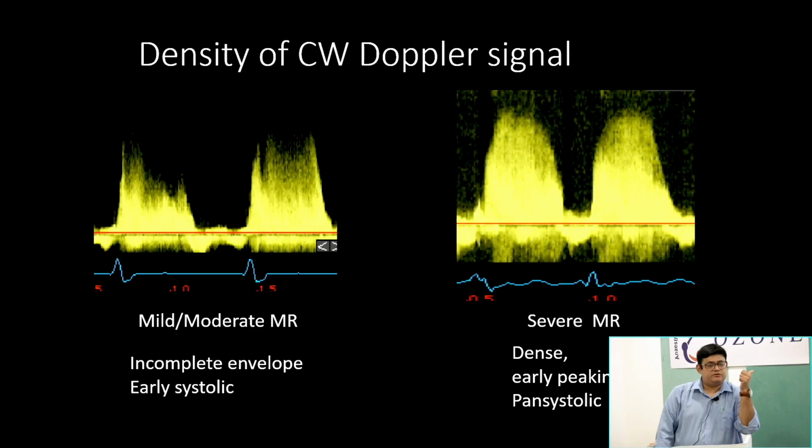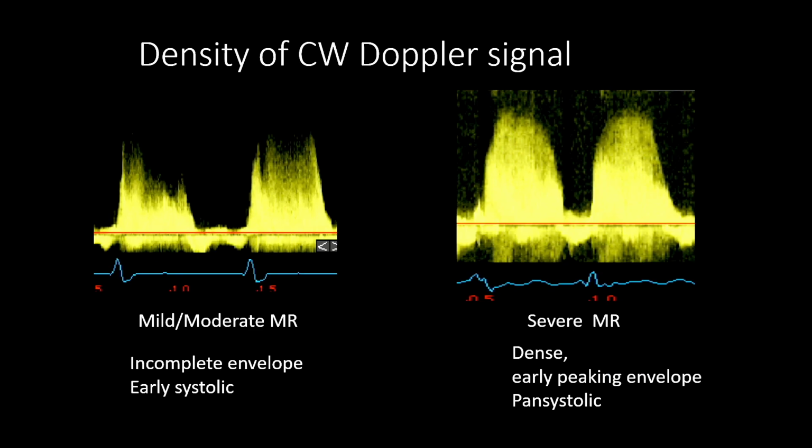The next thing you do is you put a continuous wave Doppler on the MR jet and you look at the density of the continuous wave Doppler. In mild to moderate MR, you will have an incomplete envelope, and it will be early systolic. So you see the maximum envelope is here, and then the MR starts fading. So this shows that it is not a severe MR.